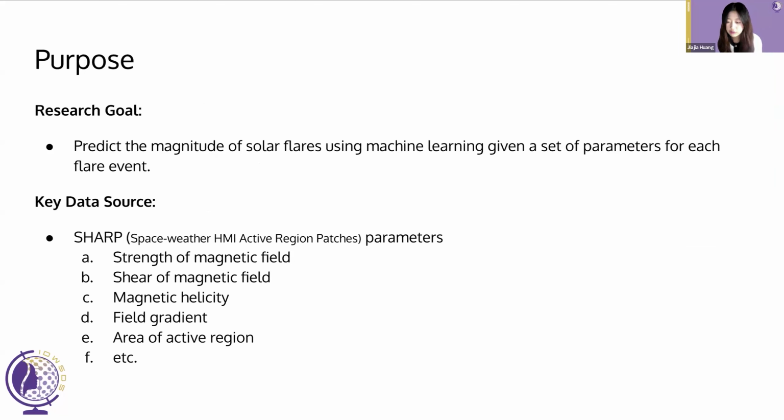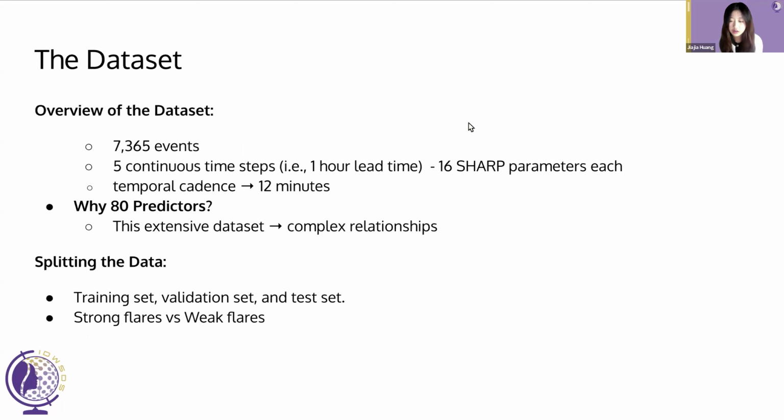So my data is derived from space weather HMI active region patches, SHARP parameters, which are measured from solar active regions. They provide critical information about solar magnetic activity just before a flare occurs. I've listed a few, but there are many more. So my data set consists of 7,355 events. For each event, there are 5 continuous time steps with 16 SHARP parameters per time step. So each event has 80 predictors.